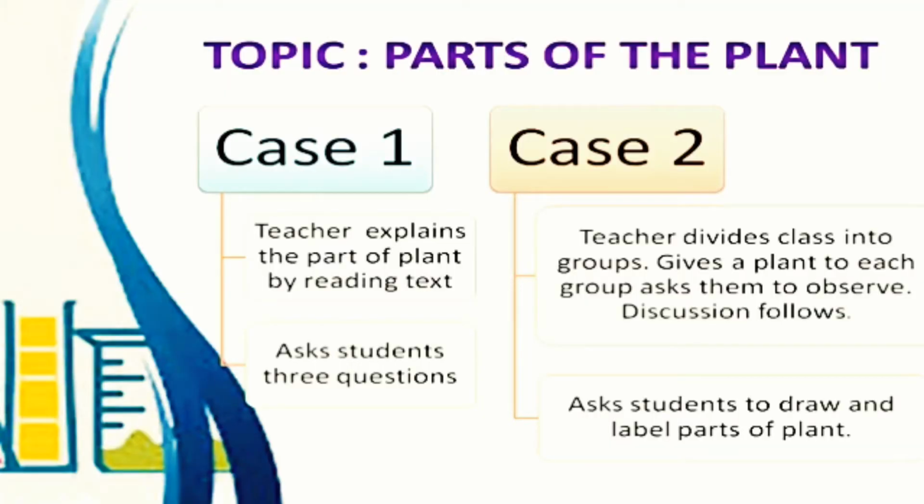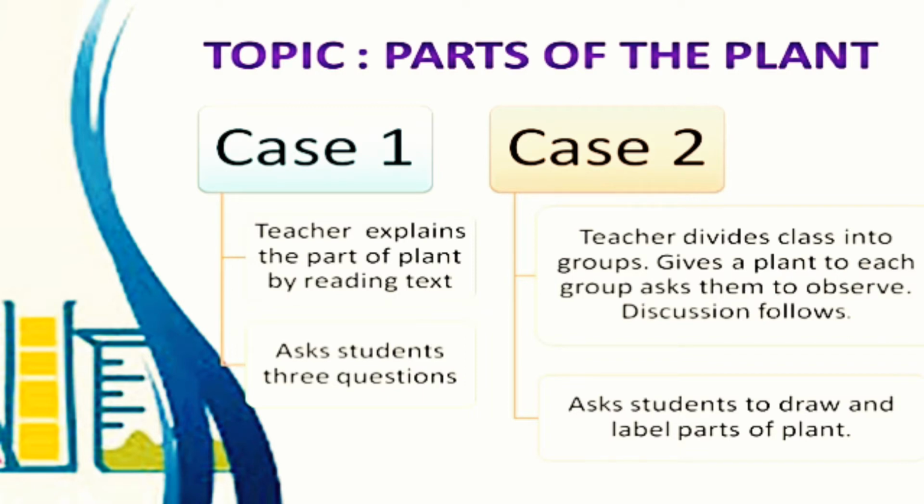Let us take an example to understand how constructivism and traditional lecture differ from each other. Take the topic parts of the plant. In one case, the teacher explains the parts of the plant by reading the text. This is followed by asking questions to the students. When the students answer these 3 or 4 questions, the teacher assumes that the class has understood. This is more of a teacher-centric type of learning.